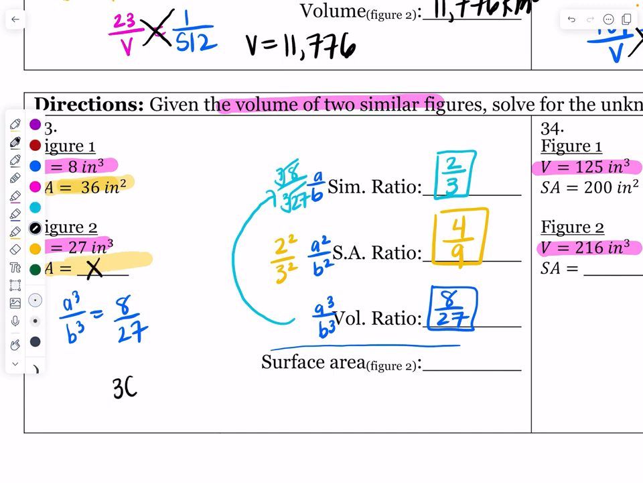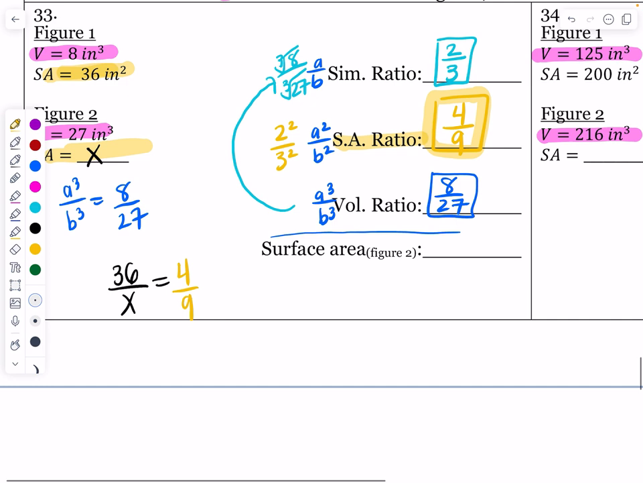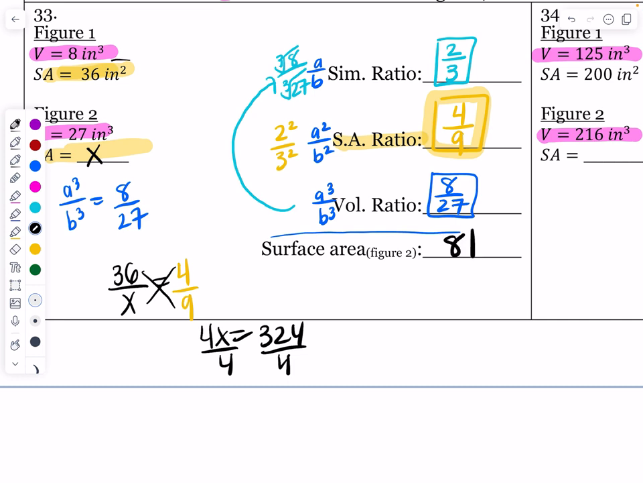So 36 is the original surface area of figure 1. That's what was in the description. We're trying to find the surface area of the larger shape. So what do I set that equal to? I'm going to set that equal to the surface area ratio, which is 4 over 9, and then I'm going to cross multiply. So I'm going to get 4x equals 9 times 36, which is 324, and then I'm going to divide by 4 on both sides. When I divide by 4, I'm going to get 81. What are my units? Inches squared, because this is surface area.